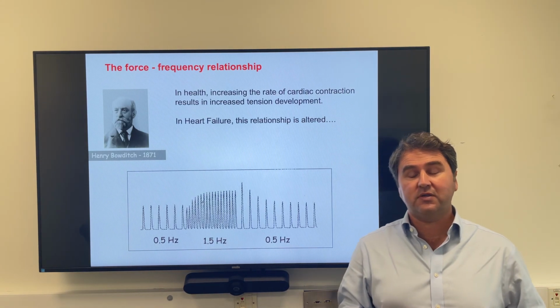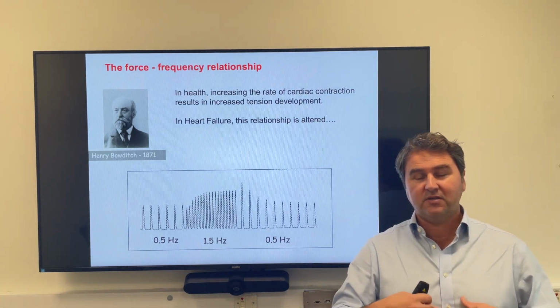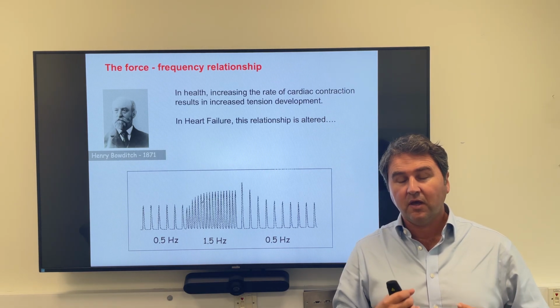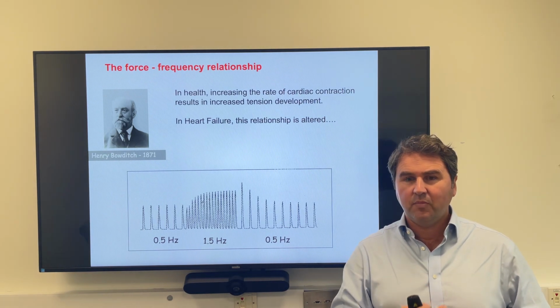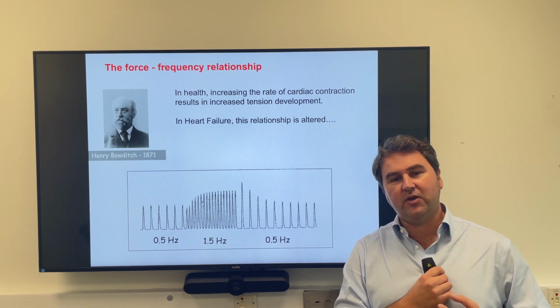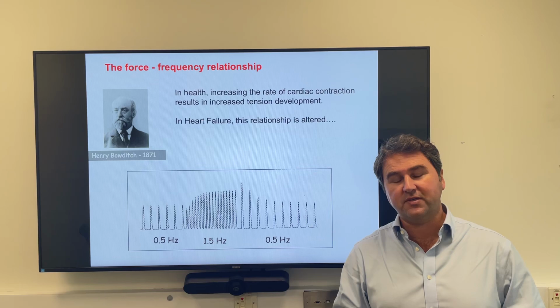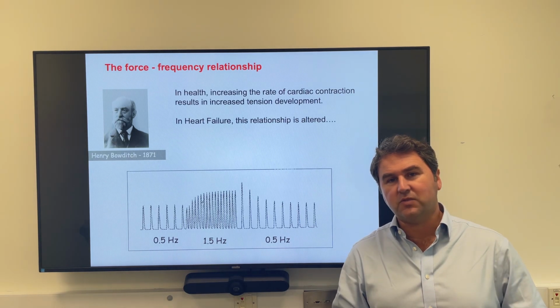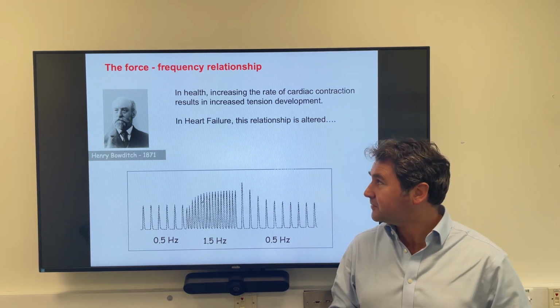And we know this because, for example, when we get very stressed or scared, we know that our heart rate increases, but also we feel that heart pounding against our rib cage because that force of contraction is increased as well. The same is the case when we also do exercise, of course.